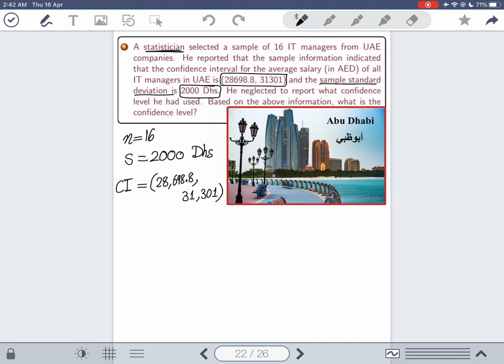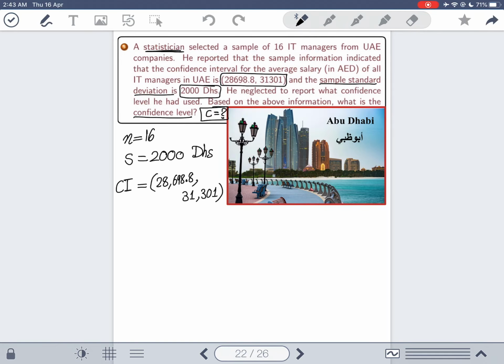Good. He neglected to report what confidence level he had used. Wow, what a statistician. This is very important that he reports it. But because he's a statistician, he will be able to recover it. So now what we're looking for is the confidence level. Based on the above information, what is the confidence level? This means that C is the unknown. What is the confidence level for this question?